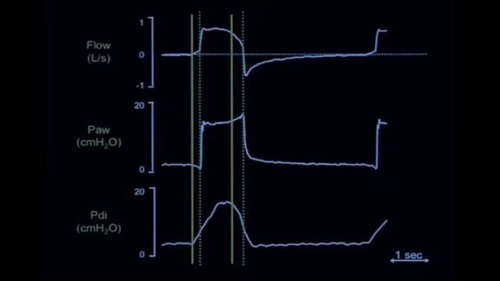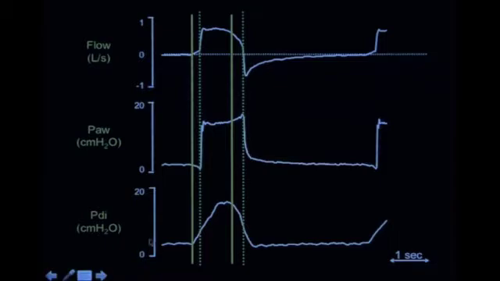Okay, this is a breath in pressure support mode. The two upper tracings are what you normally see in an ICU ventilator. Flow: inspiratory above the dotted line, expiratory below the dotted line. The second tracing is airway pressure.